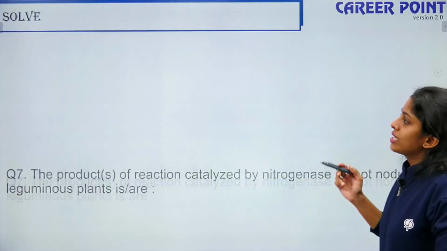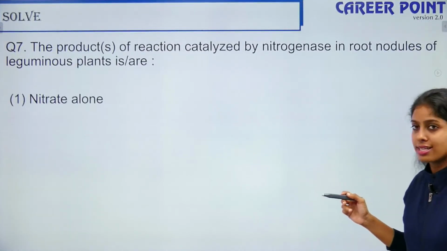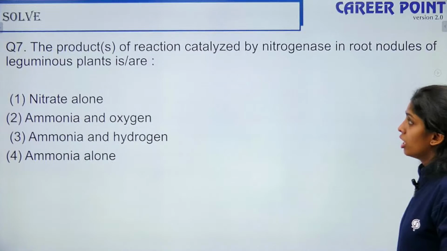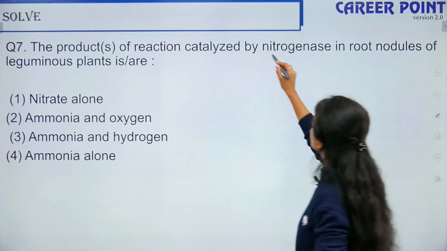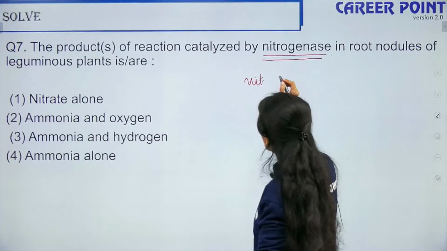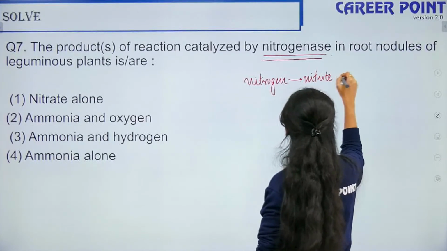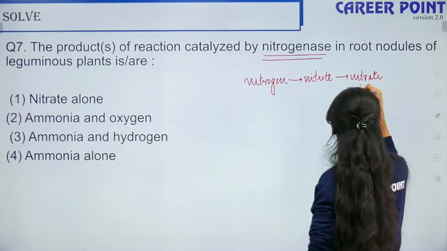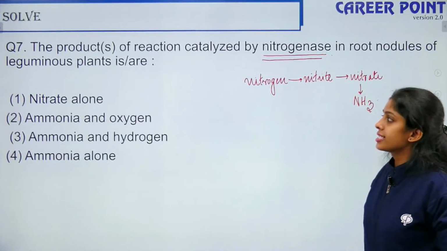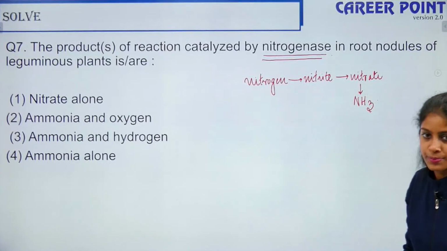Okay. Yes, question 7. The product of the reaction catalyzed by nitrogenase in root nodules of leguminous plants are nitrate alone, ammonia and oxygen, ammonia and hydrogen, ammonia alone. The product of the reaction catalyzed by nitrogenase. So nitrogenase helps fix nitrogen, right? So how it fixes? So first you have your nitrogen. So nitrogen is converted into nitrite, then into nitrate, then into ammonia. Right? So the product of the reaction catalyzed by nitrogenase is nitrate alone. So I am asking the product: ammonia and oxygen, ammonia and hydrogen, ammonia alone.